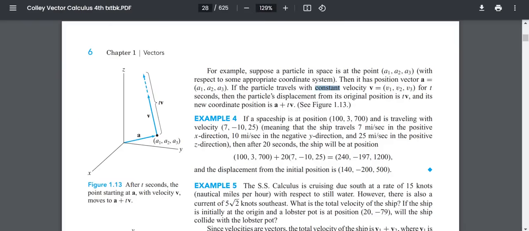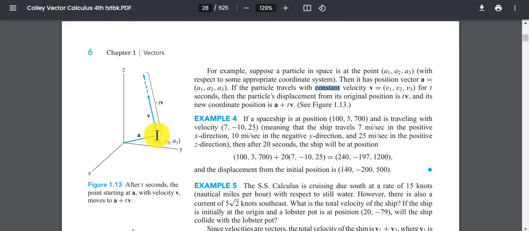Okay, so let's take a quick example of some of this. Suppose we have a particle in space that's located here. When we say that it's located here, we can say these are the coordinates of it, or we can say that it's identified by the vector A, which has the same specification here. Sometimes we call it a point, sometimes we call it a vector. Doesn't really matter.